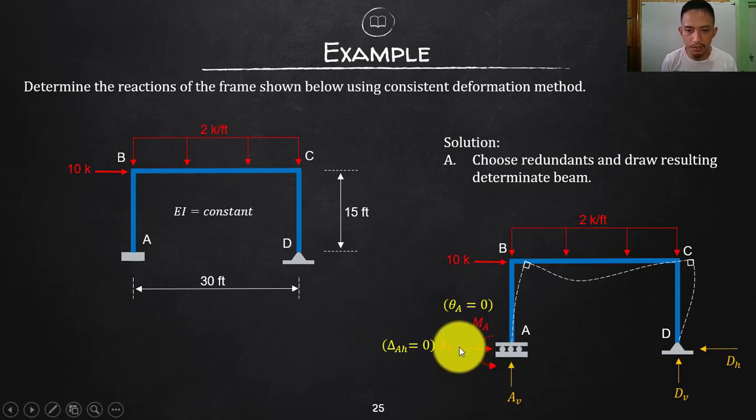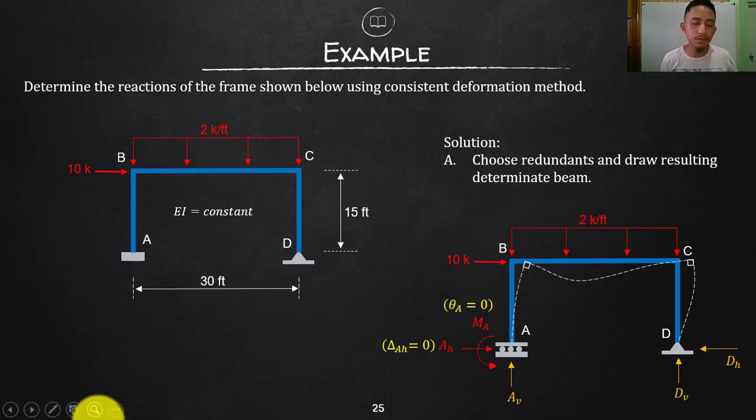Since I released AH and MA, these will now be unknown forces. And what will I need to satisfy here? Since I released a moment, I need to satisfy the rotation. Since originally that is fixed, there should be no rotation. So the rotation at point A is 0. That is where I will get my first equation in compatibility. Then the second: since that is originally fixed, again there is no translation horizontally. So you need to be careful here now on frames.